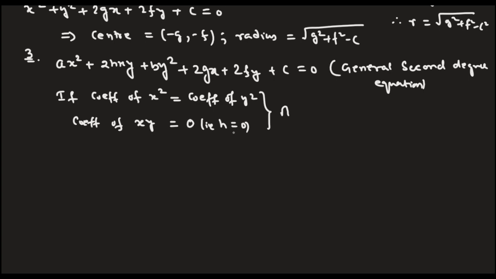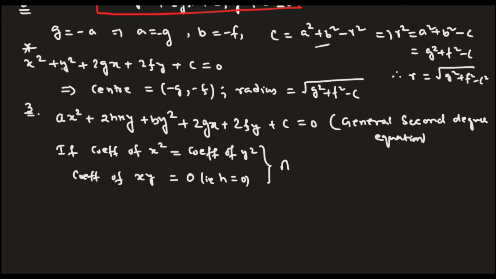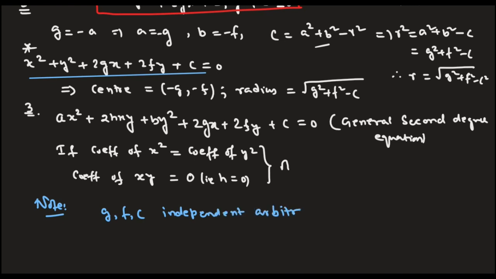Now if you look at the general form of the equation of the circle, note that here g, f, c are independent arbitrary constants. These are 3 independent arbitrary constants.